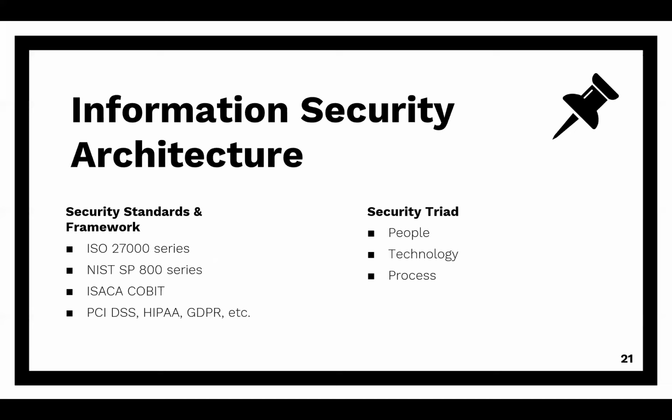Some examples of security standards and frameworks that could help with building a security architecture are the ISO 27000 series, NIST SP 800 series, SOCA COBIT framework, or other industry specific regulations like PCI DSS for financial companies, HIPAA for health organizations, GDPR for European privacy, and so on.